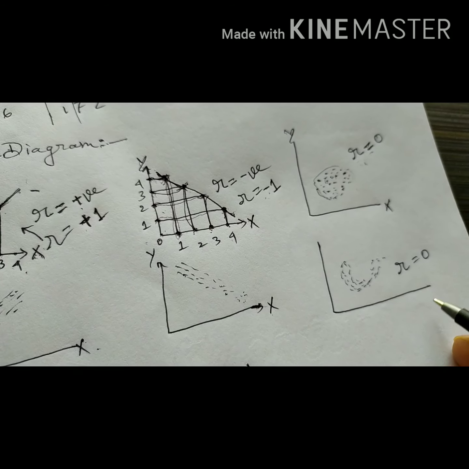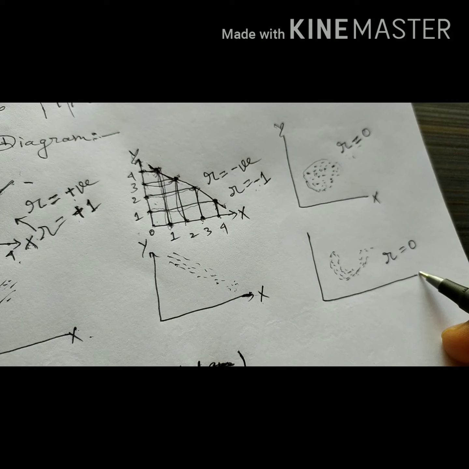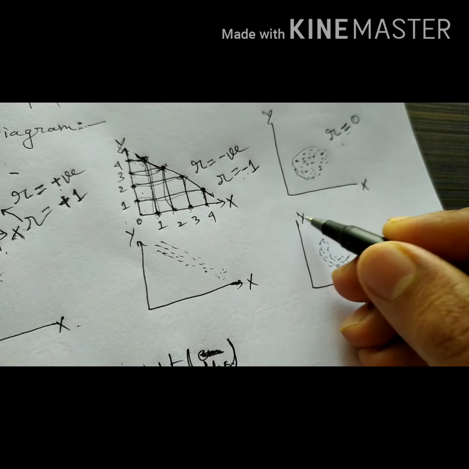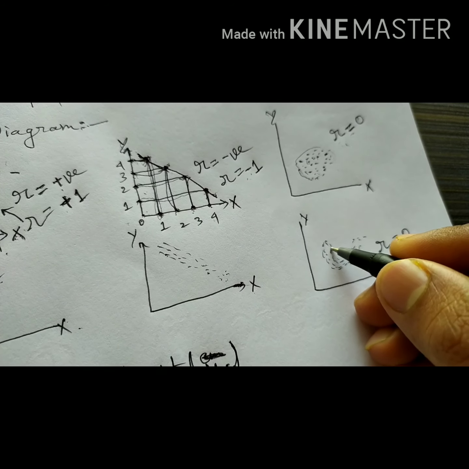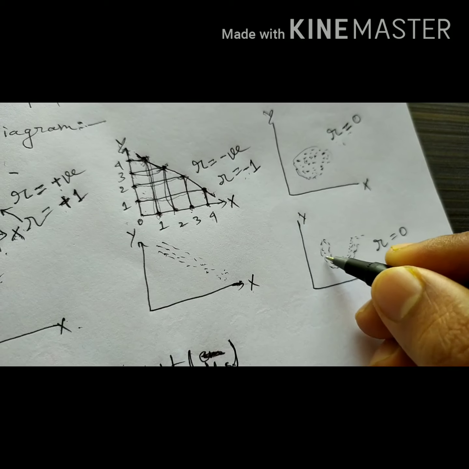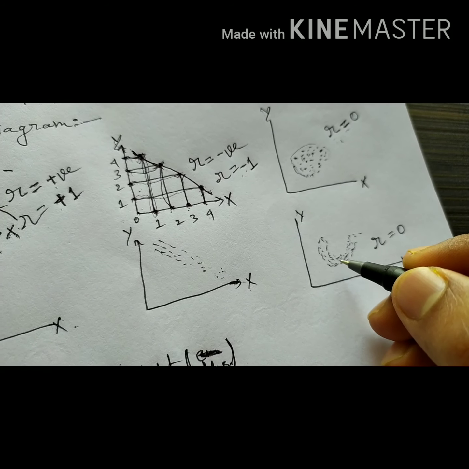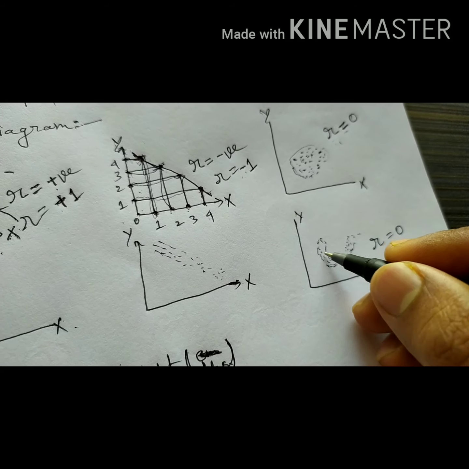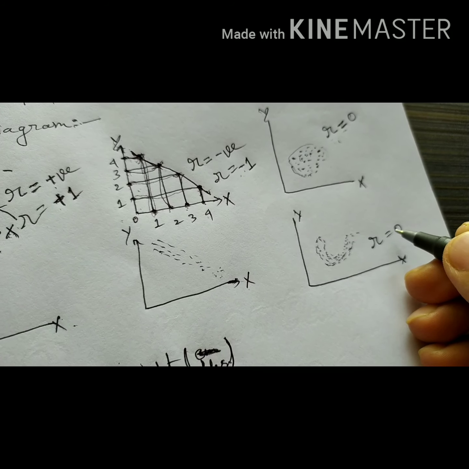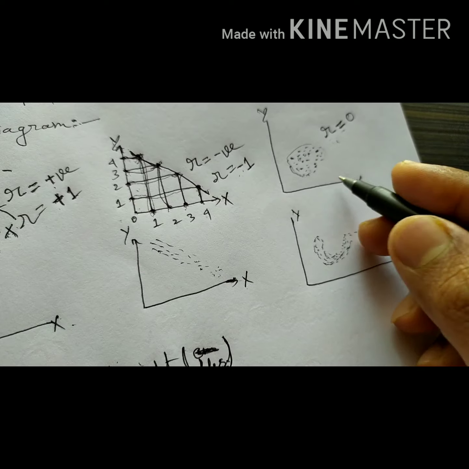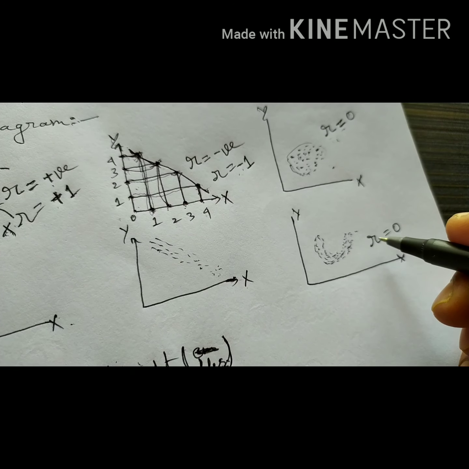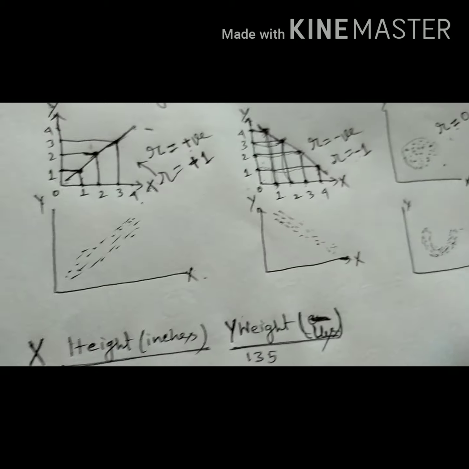It may happen sometimes that between x and y the scatter diagram is like this. We never draw any particular line through these points, so the value of correlation will be 0. The same for this diagram and this diagram, the outcome of the correlation will be 0. Now come to this diagram.